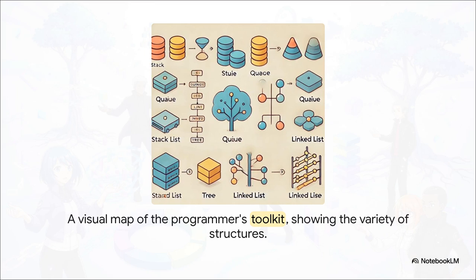Whoa. Okay, so what are we even looking at here? This is basically a map of that programmer's toolkit. Every one of these shapes and names, stacks, queues, trees, linked lists, is a different kind of filing cabinet, a unique tool for organizing information. And just like a carpenter has to choose between a hammer and a saw, a developer picking the right data structure is one of the most important decisions they'll make.